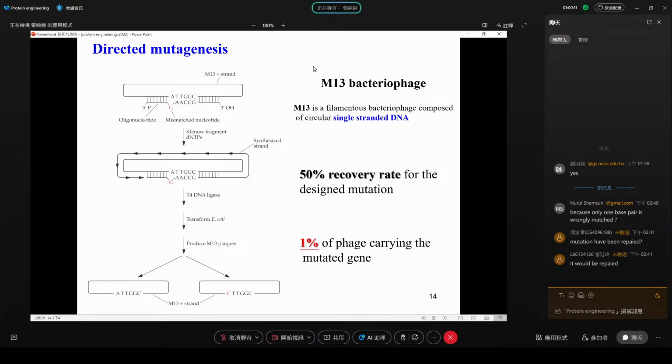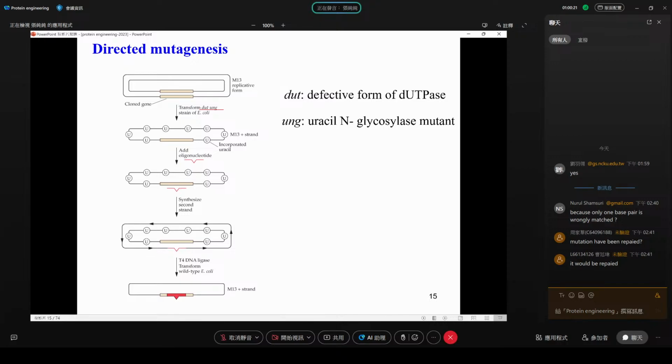Okay, so the problem is here. The parental strand could be a big problem, right? So is there any way we can remove the parental strand? Or is there any way we can do anything to fix it? So during this kind of directed mutagenesis, we apply two enzymes. Okay, the same M13 bacteriophage, we will transform this M13 phage, that's your gene you want to change, into the dut-ung strand of the E.